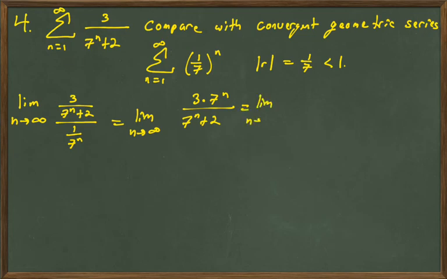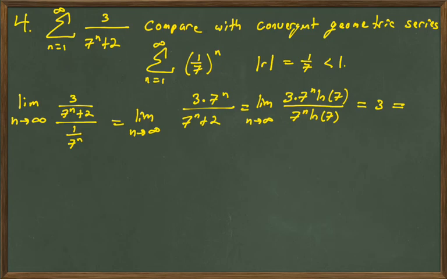So it's going to be the limit as n goes to infinity of 3 times 7 to the n, natural log of 7, so we're applying L'Hopital's rule, divided by 7 to the n, natural log of 7, which is going to simplify down to just 3. And so that limit is a constant. It's not 0. And so the limit comparison test said as long as that limit wasn't 0, they are both going to do the same thing.